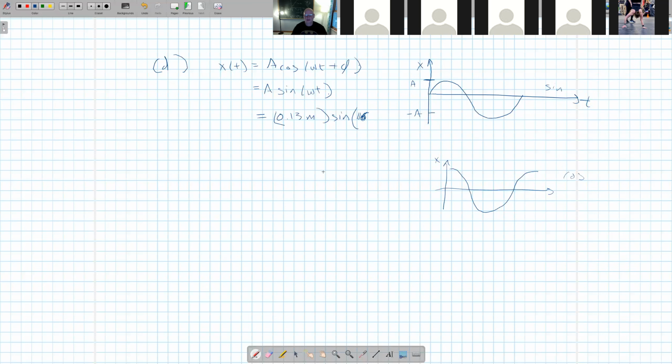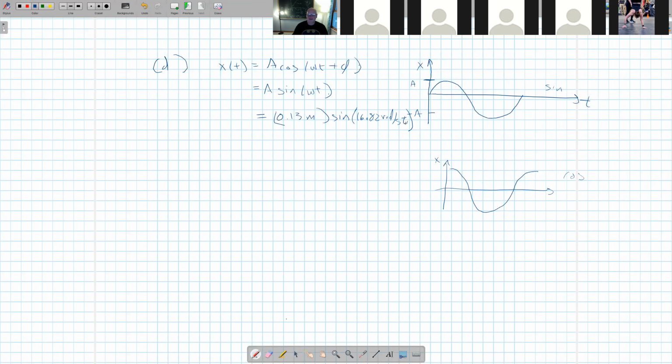Oh, that's horrible. Okay, let me see if I can erase that. There we go. Okay, where am I? Here we go. 16.82 radians per second times time. So that would be our description of the position as a function of time of our oscillator.